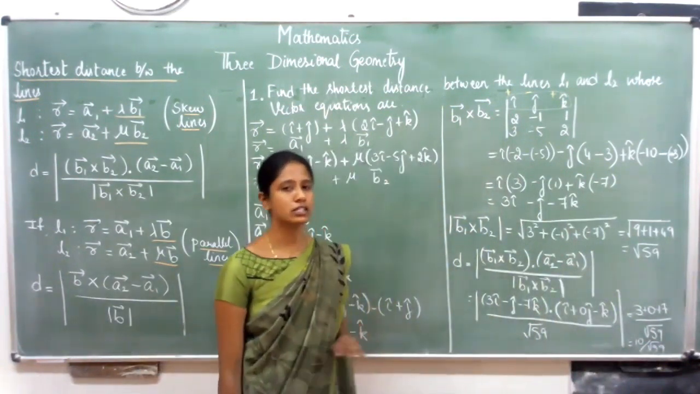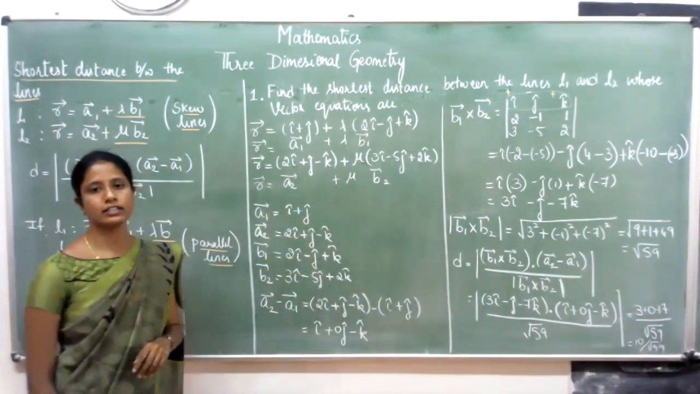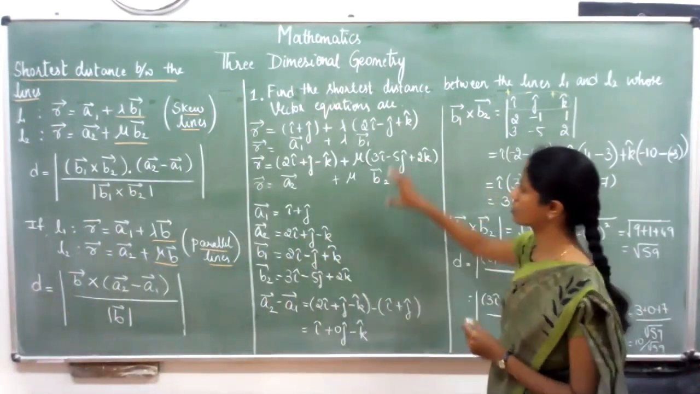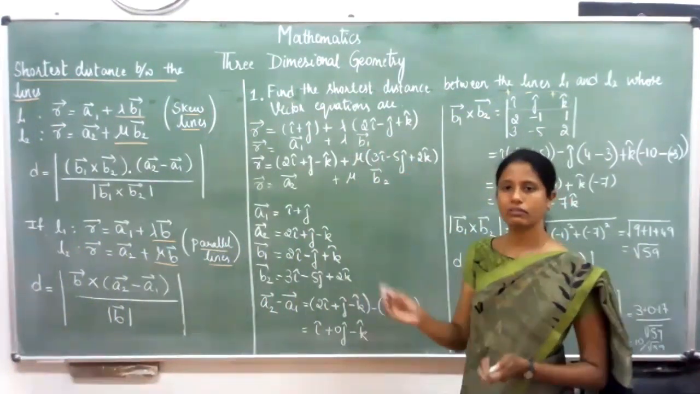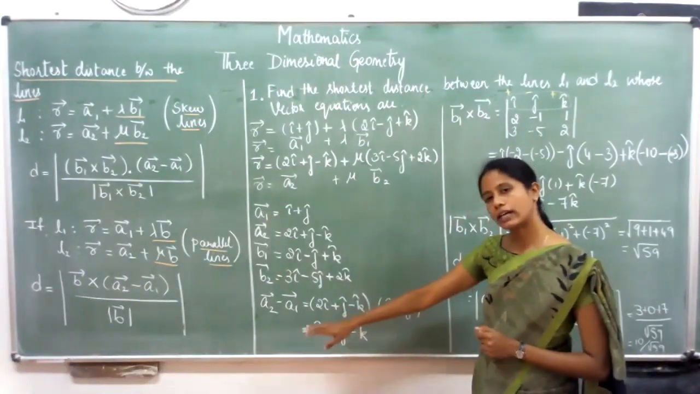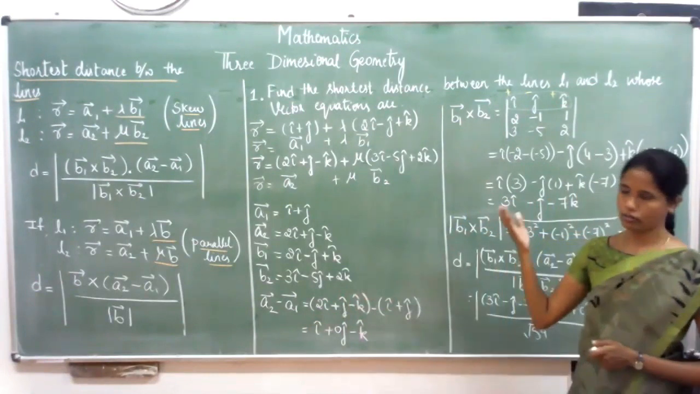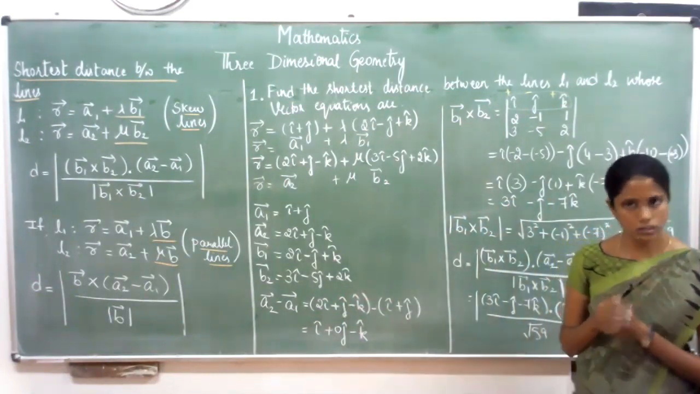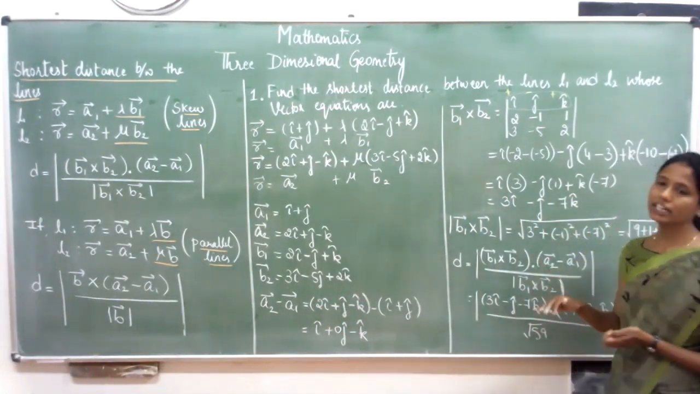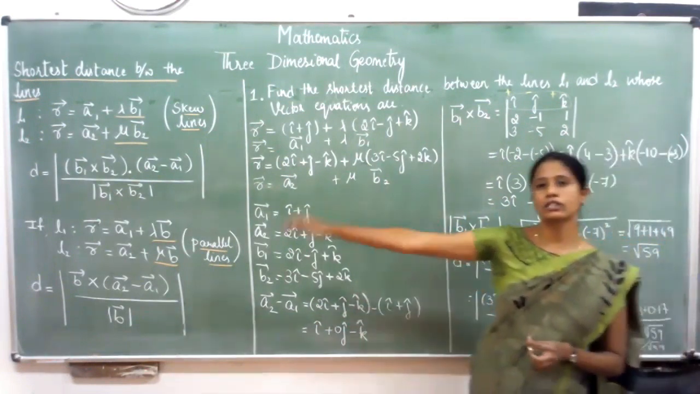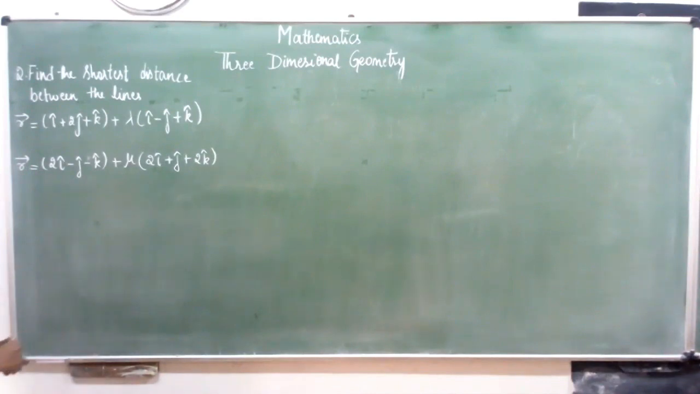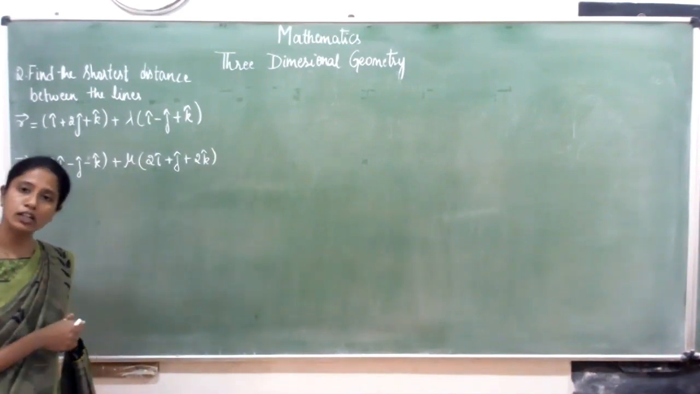That is the shortest distance between the two skew lines. Understood? While solving, first you should identify your A1 vector, A2 vector, B1 vector and B2 vector. After that, find vector A2 minus A1. The next step is to find vector B1 cross B2. Next, find the magnitude of vector B1 cross B2. Then finally, substitute all these values in the formula and simplify. Next problem. Here also we need to find the shortest distance between the two lines.